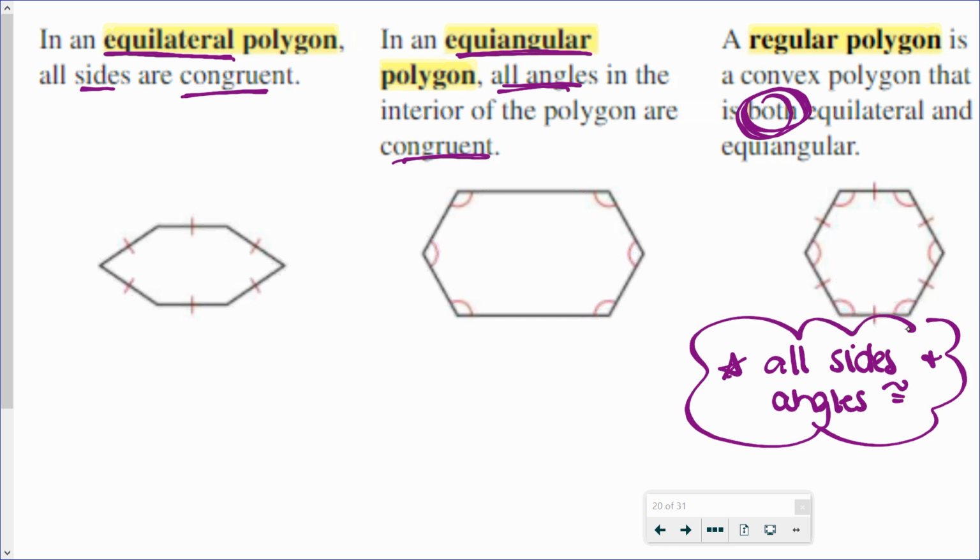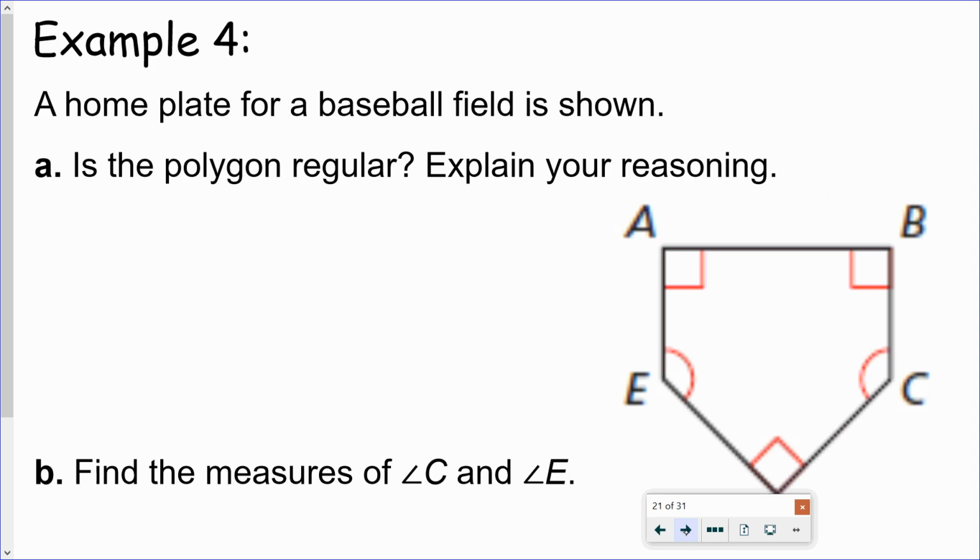If you want a better picture, an easier picture to draw would be an equilateral triangle. It is regular if all the sides and all the angles are the same. Okay, so let's move on. We know that regular means all sides and all angles need to be equal.